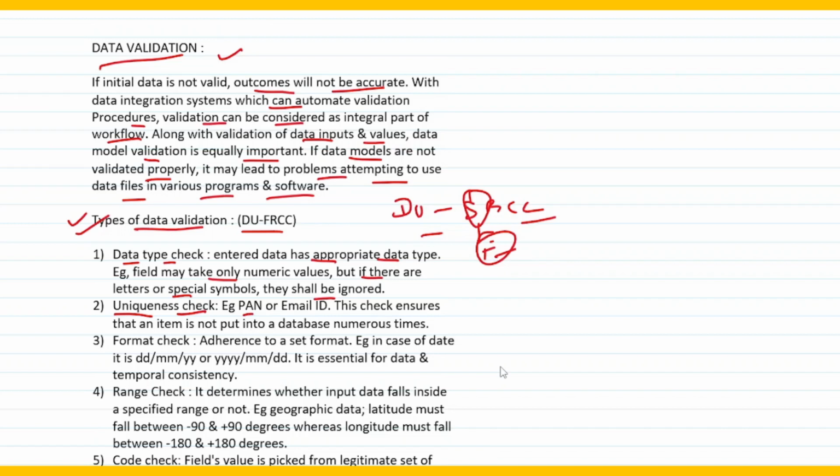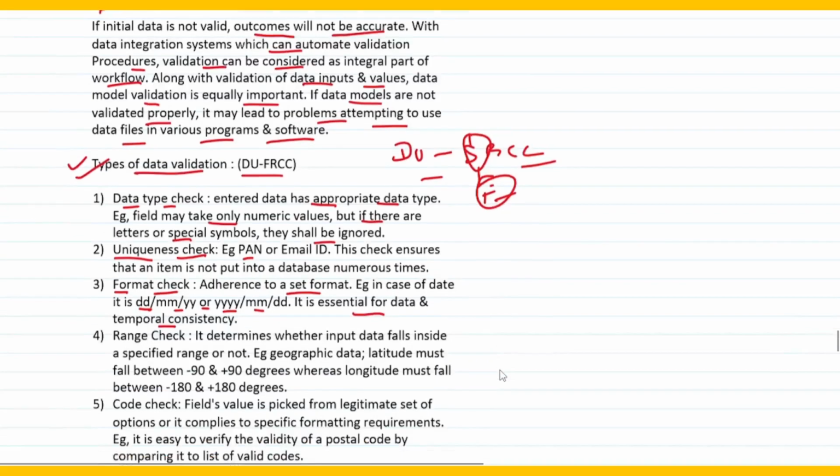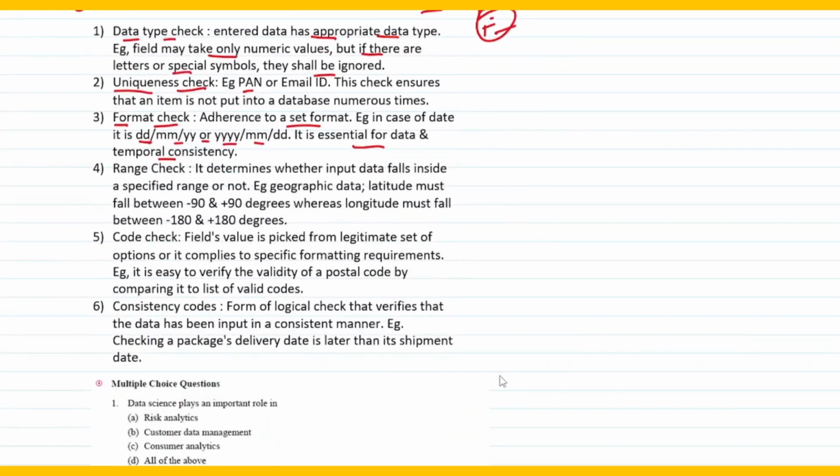Then we come to F. F talks about the format check. Now, adherence to a set format, there has to be a format that has to be complied with. For example, in case of a date, it can be DD MM YY or YY MM DD, date month year or year month date, depending on what country you are working in, or what your pattern is, or what standard you are adhering to. So that's what the format check talks about. It is very essential for data or temporal consistency. So if you have to maintain consistency, you have to make sure that the format is in a proper way.